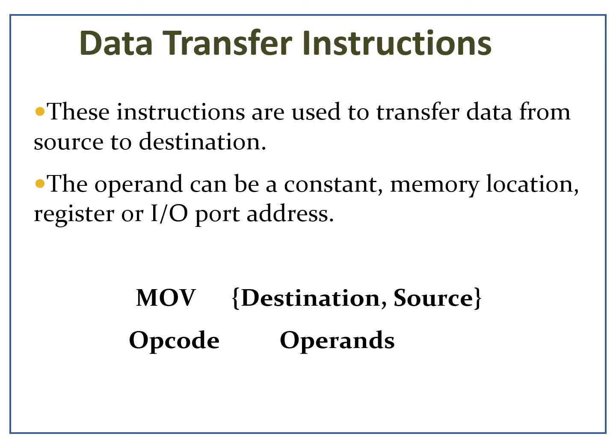So the data transfer instructions. These instructions are used to transfer data from source to destination. The operand can be a constant, memory location, register, or input-output port address. So destination and source are called operands and the name of the instruction is called opcode.